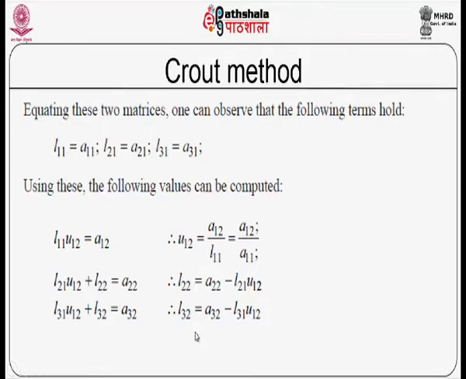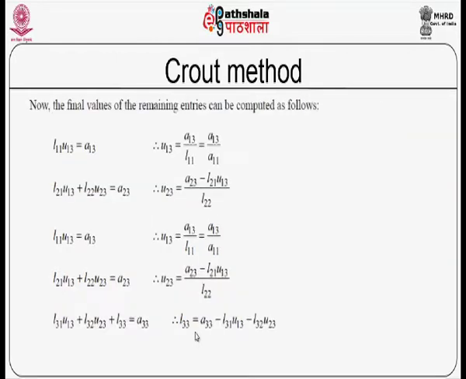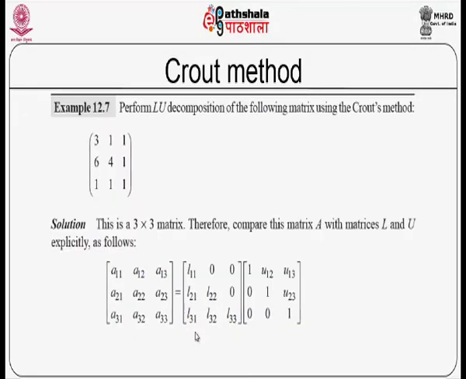So, once we have all these values, we can substitute that back into the original equation that gives you the lower and upper matrices. So, this is the continuation of that. So, these are the various formulas using which the rest of the elements are computed. So, let us take a small example. Let us try to see how this is actually implemented.